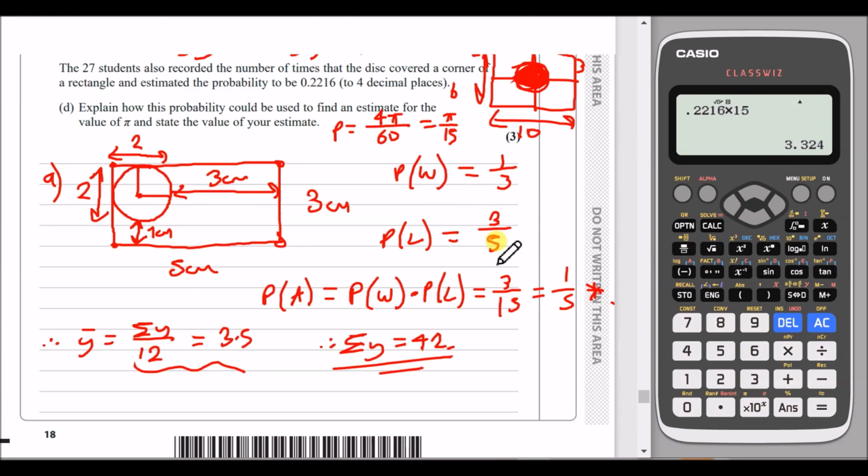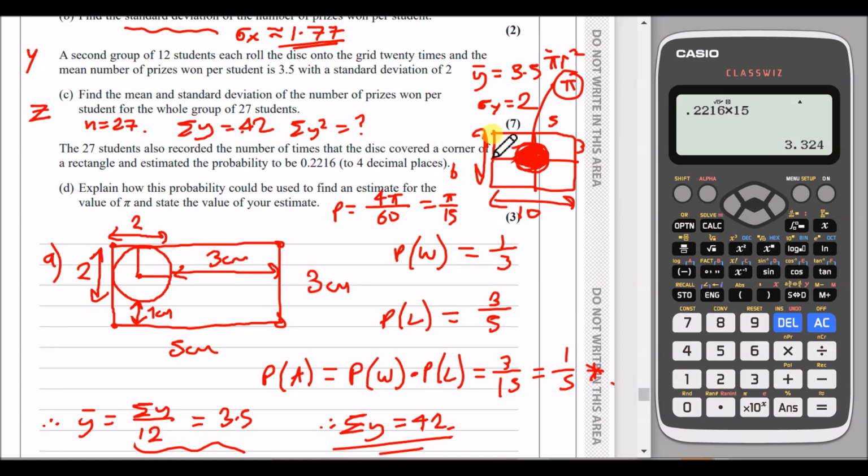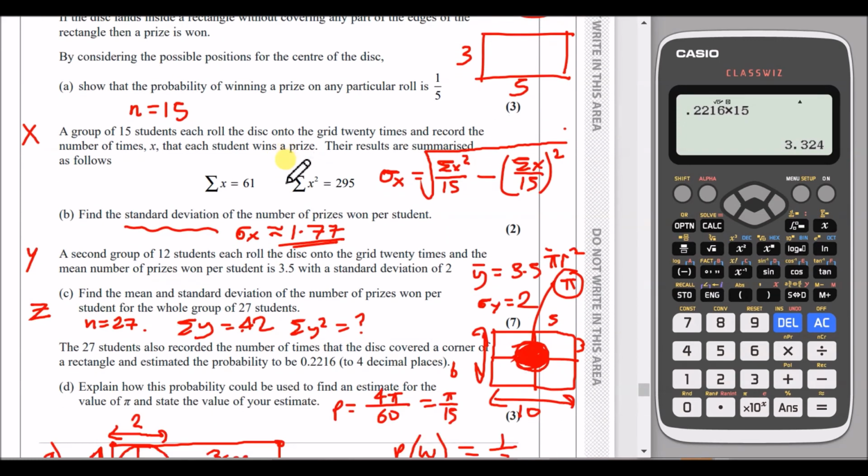It covers 4 regions, and the area is pi, so it has to be 4 pi over the total area of the rectangle, which is 60. And that simplifies to pi over 15. If you guys got other ways of working this out, please let me know. If you don't understand how we did part A and D in this question, again, just give me a message and I'll try to help you.